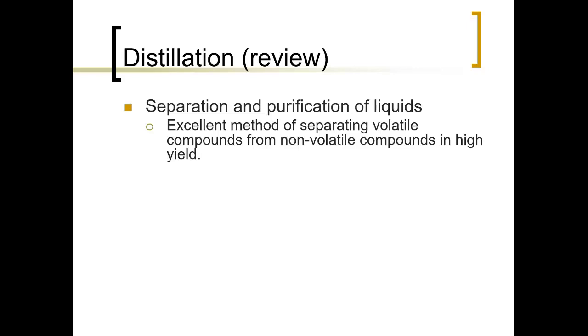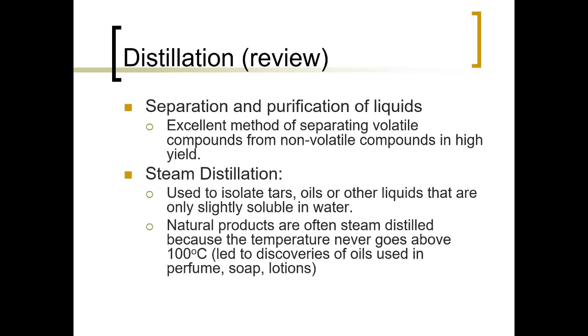In some cases, like in Organic 1, when you separated ethanol and water, that's more of a purification because you're literally just separating two things and making them pure from each other and learning how to do that. So this is an excellent method for separating the volatile clove oil components from the other things that are in your mixture, and you can get relatively high yields.